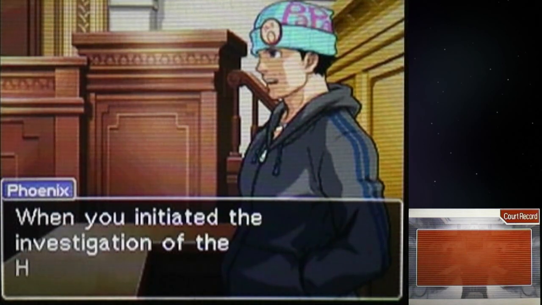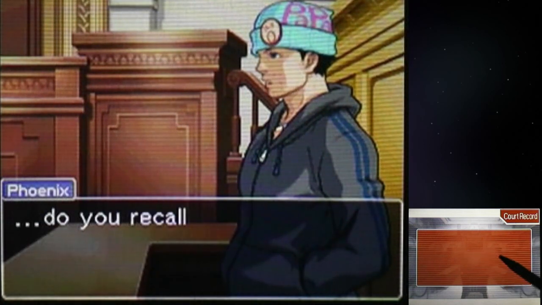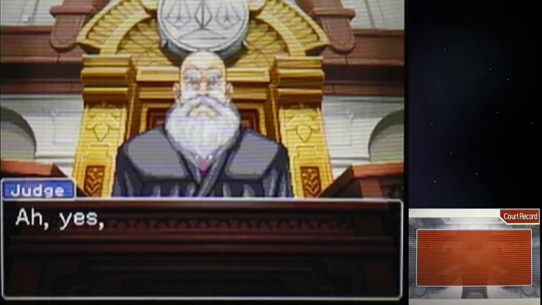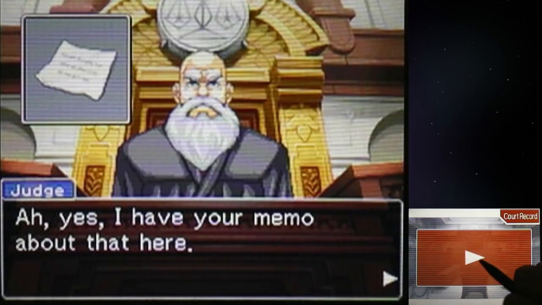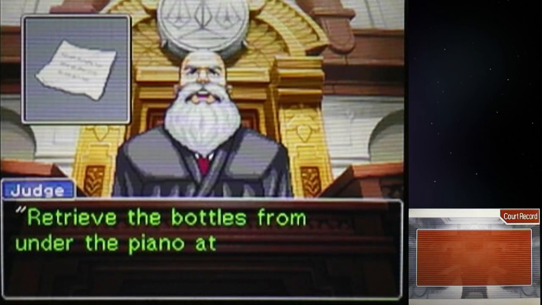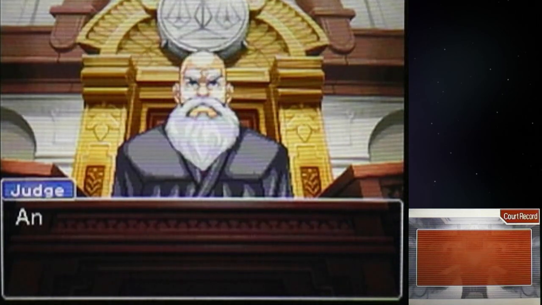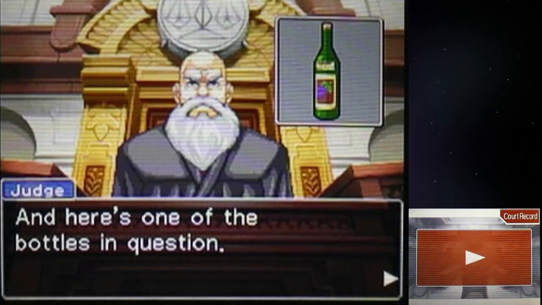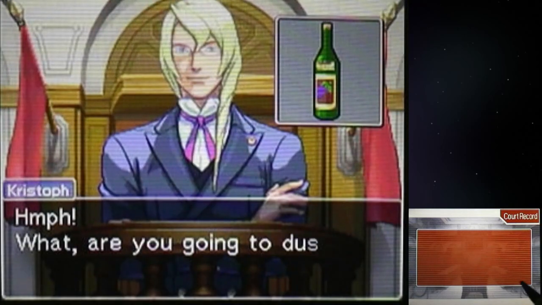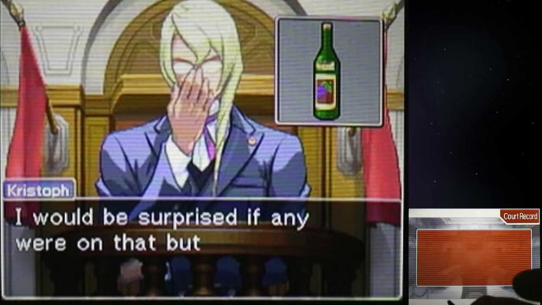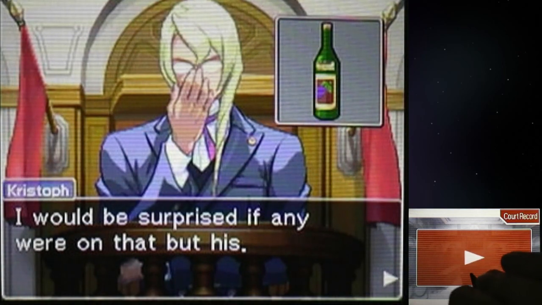Your Honor, when you initiated the investigation of the hideout earlier, do you recall I requested an additional investigation? Ah, yes. I have your memo about that here. Retrieve the bottles from under the piano at the Borscht Bowl Club. And here's one of the bottles in question. What? Are you going to dust that for fingerprints too? I would be surprised if any were on that. If any were on that but his.